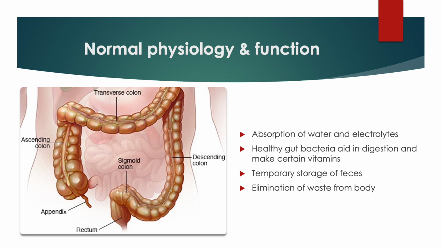Before we get into the pathophysiology of ulcerative colitis, I do want to remind you to take a look at the normal physiology and function of the large intestine. That includes the rectum, the sigmoid colon, descending colon, transverse colon, ascending colon, and appendix. Some of its normal functions include absorption of water and electrolytes. Healthy gut bacteria aid in digestion and make certain vitamins. Temporary storage of feces, and the elimination of waste from the body.